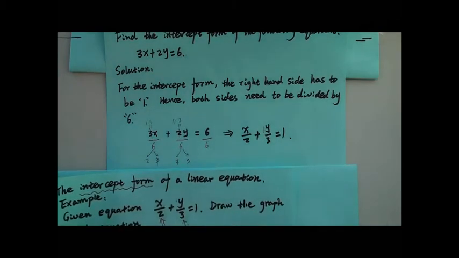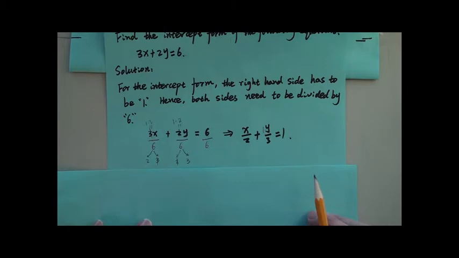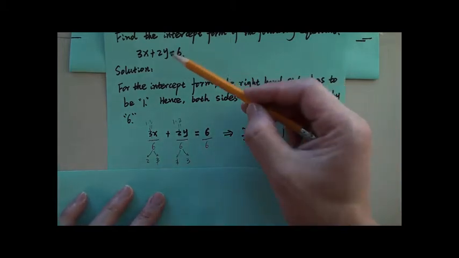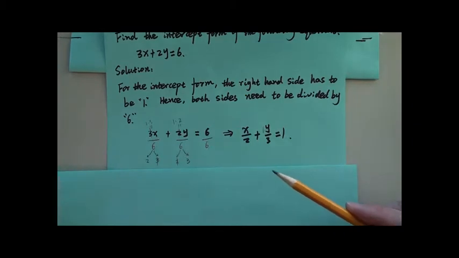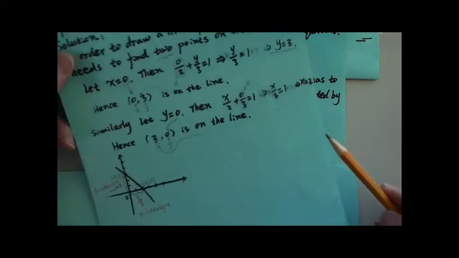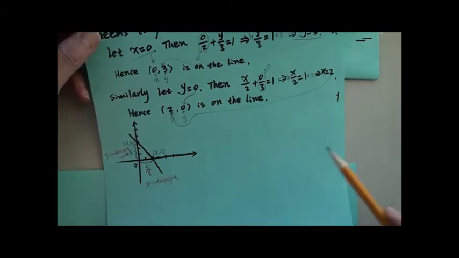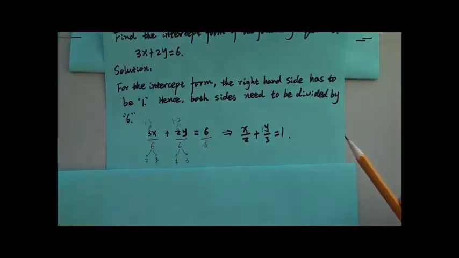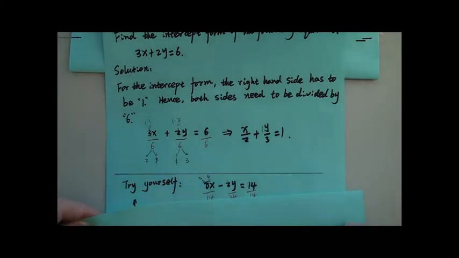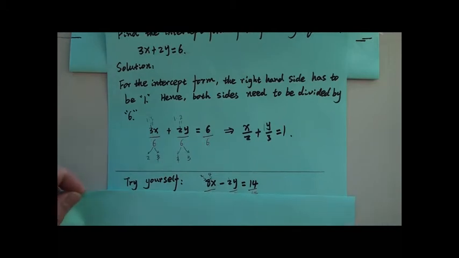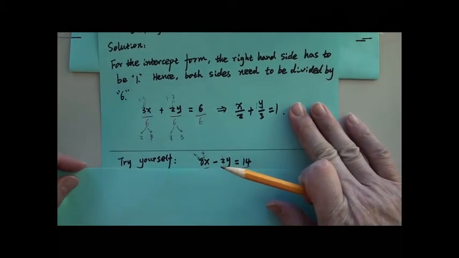example here. Okay, so you see, when you draw a graph, what you can basically do is change this one to the intercept form, and then immediately you can get this picture. Okay, that's very fast. Okay, now try this one yourself. This one is 8x minus 2y equals 14.